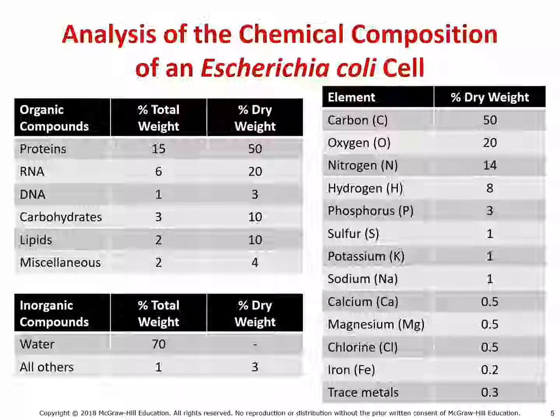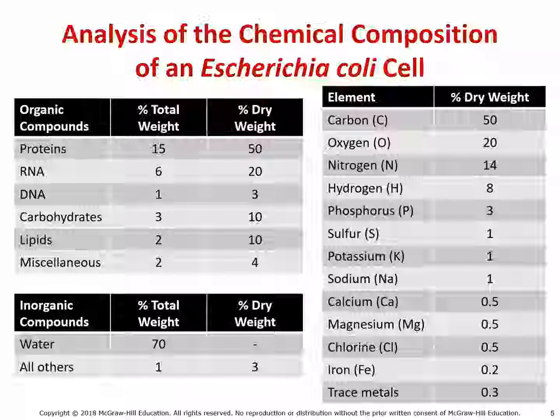But notice whenever we eliminate water, proteins become half the cell. RNA becomes 20%, DNA becomes 3, carbohydrates are up around 10, and so are lipids because they're energy storage. So the idea here is water is quite important to the cell. But as we look, water is also going to be just a portion because really proteins, RNA, DNA, carbohydrates, lipids are quite necessary as well.